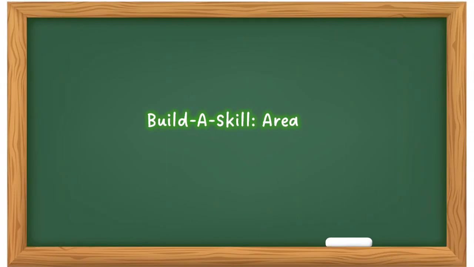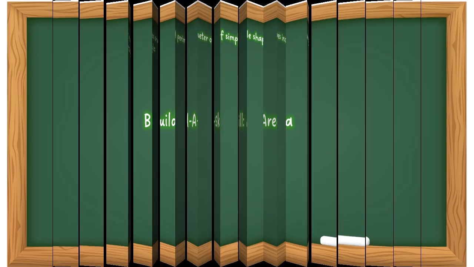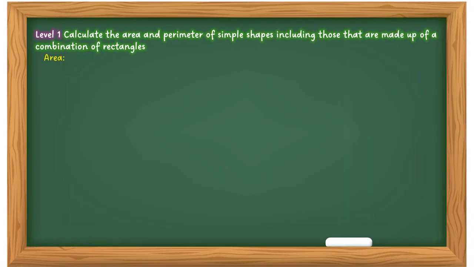Let's look at the next part of the builder skill, area. Just remember with perimeter, that's the only one you add. We're now going to move on to area and then on to volume. For these skills, you multiply to find out the area and the volume of a surface or an object. So let's start at 1 and look at area.